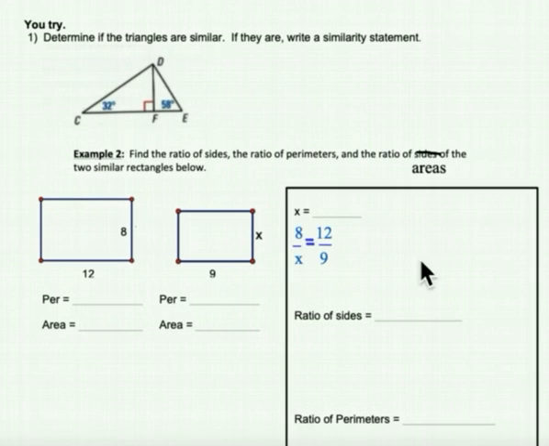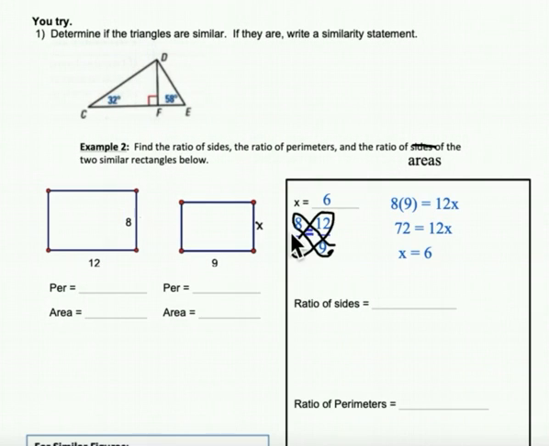To solve for x, we'll set up that 8 relates to x the way that 12 relates to 9. So 8 is to x as 12 is to 9, because those two sides correspond and these two sides correspond. Now to solve for x, all I'm going to do is say that 8 times 9 is equal to 12 times x. That will give me 72 equals 12x. And when you divide each side of this equation by 12, we get that x is equal to 6. So I'm going to go ahead and mark this side of the rectangle with a side length of 6.